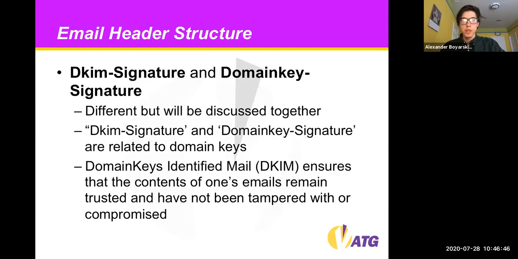All right, this one provides even more security for emails: the DKIM signature and the domain key signature. DKIM essentially stands for DomainKeys Identified Mail. That ensures that the contents of one's email remain trusted and have not been tampered with or compromised. DomainKeys Identified Mail is an authentication method designed to detect forged sender addresses in emails, or when email spoofing occurs. That is the technique used for phishing and email spam.